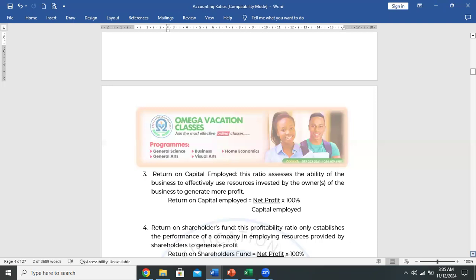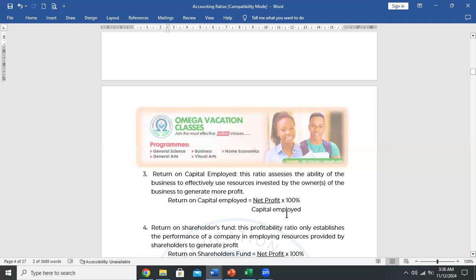So this ratio assesses the ability of the business to effectively use resources invested by the owner to generate more profit. It is establishing a relationship between our profit and the capital invested by the owner. So the formula is your net profit divided by capital employed times 100%.